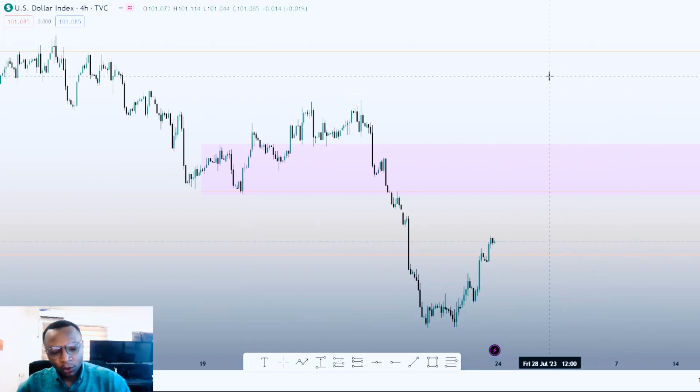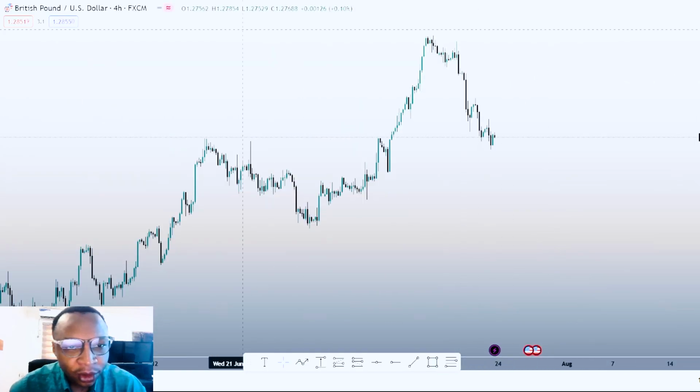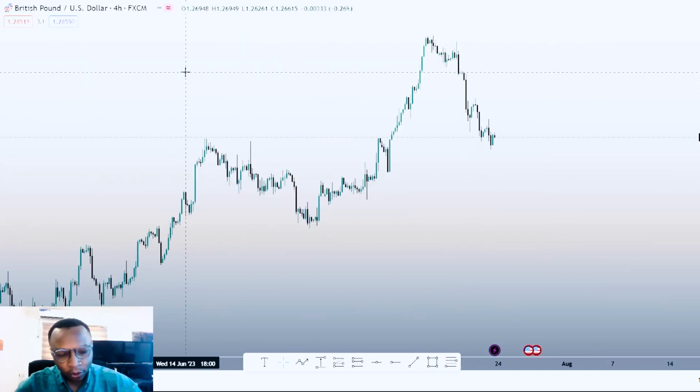Okay, now moving on to the next pair we have at hand, the Great British Pound against the dollar. So we're going to be starting as usual from the monthly time frame.